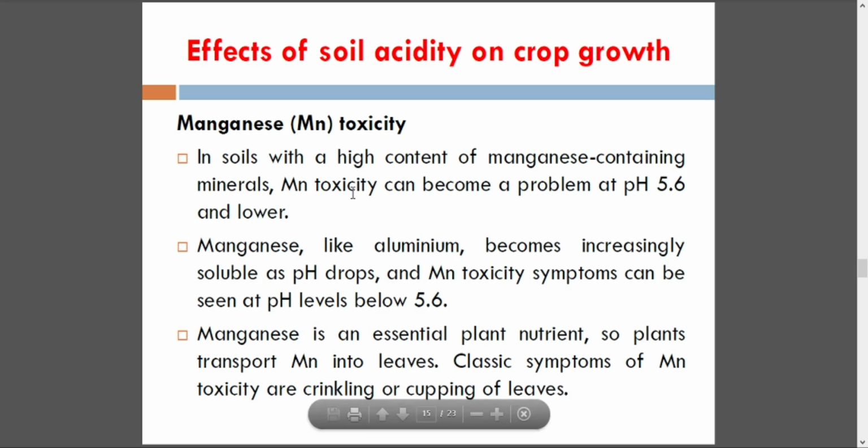The other effect is manganese toxicity, and similar to aluminium, manganese increasingly becomes soluble as the pH drops. So at this pH of about 5.6, we see manganese toxicity occur, and we normally see the symptoms. And these symptoms are normally characterized by cupping of leaves, deformation of most of the leaves on the plant.